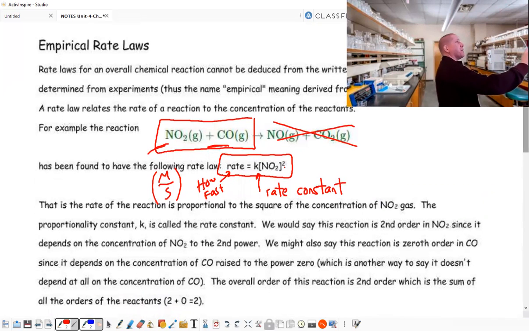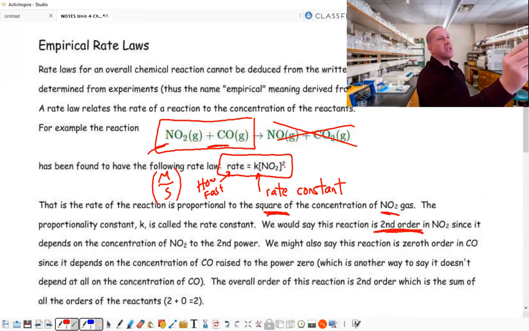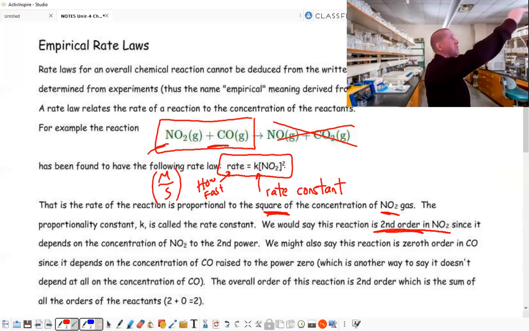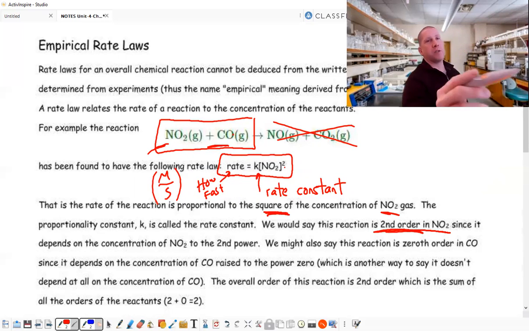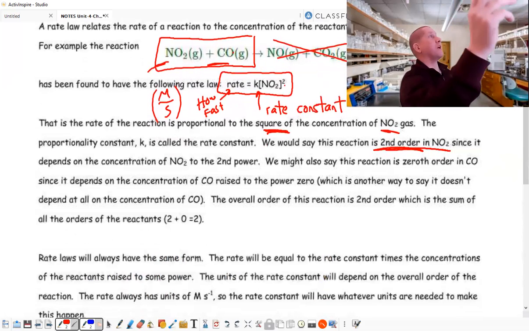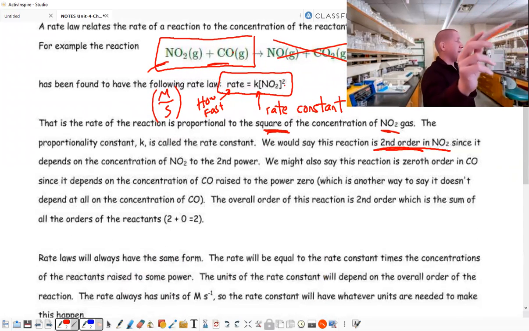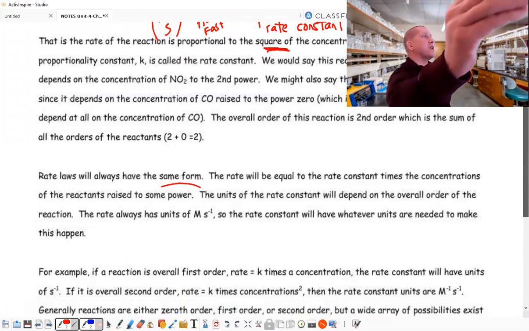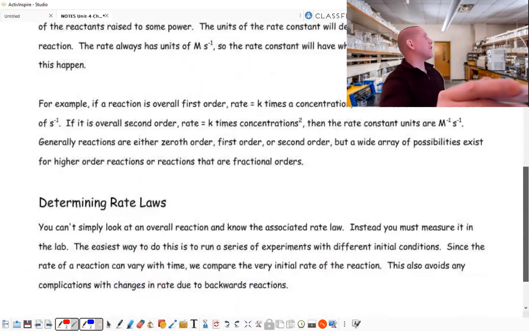So that is, the rate of the chemical reaction is proportional to the square of the concentration of NO2. The proportionality constant, also known as the rate constant, and we would say this reaction is second order with respect to NO2. Now, CO is not in the rate law, which means it's probably 0 order, but we'll get to that. Don't worry so much about that. And then you could add them together and get the overall rate, but there's only one there. Rate laws will always have the same format. It'll be equal to the rate constant times the concentration of the reactants raised to their powers.